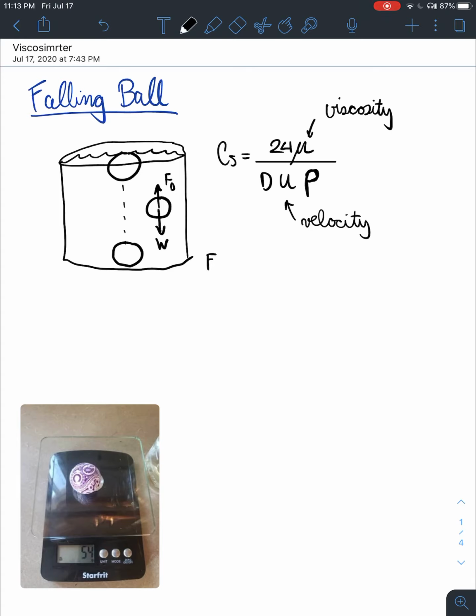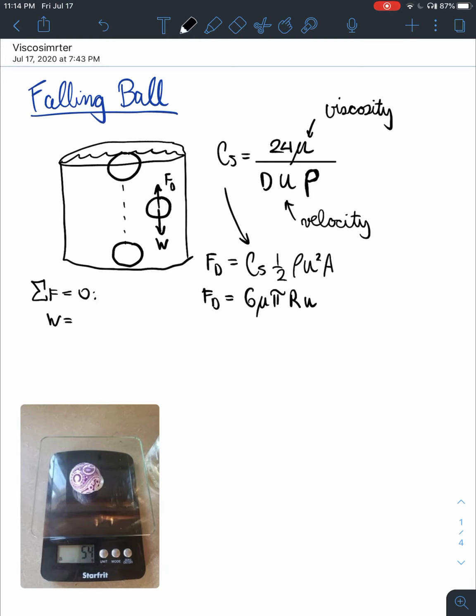Another equation that we have seen is the drag force, which includes this coefficient. And once we sub this in, we can get Ft equals 6 mu pi r times u. When the ball reaches a constant velocity, we know that the sum of forces has to be equal to 0. So the weight is equal to 6 mu pi r u.